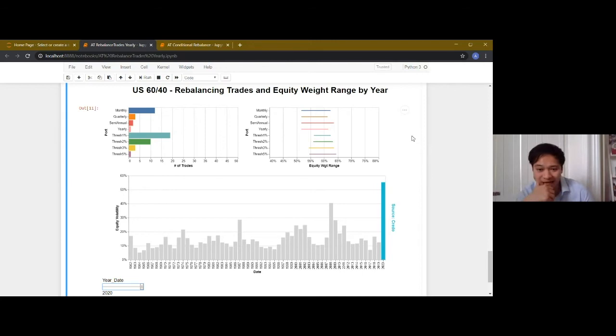And if we just have a quick look at year-to-date 2020, so we're just under a third of the way through the year, already for threshold rebalancing your number of trades is higher than periodic rebalancing, and we've still got some way to go to end the year. In terms of ranges, they have been slightly tighter, but with periodic rebalancing, you've seen as low as around 52-53% in your equity weight if you were at a 60-40, whereas with threshold, you've managed to keep that between 55 and 65.